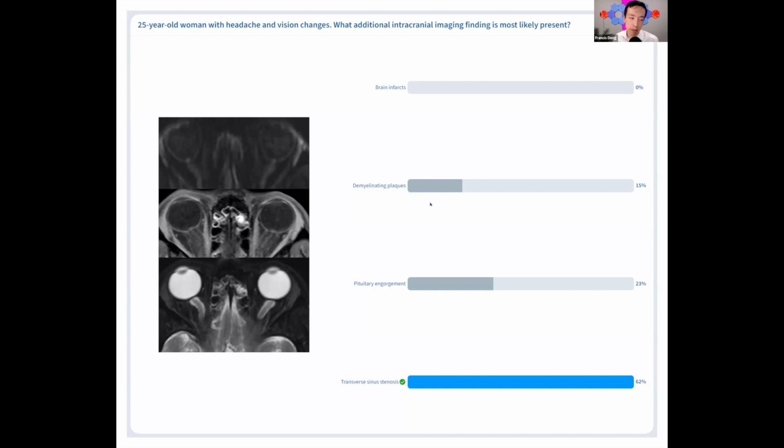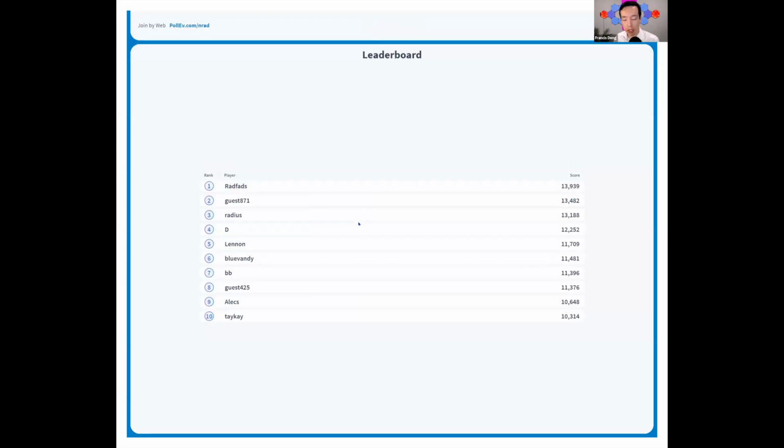And it is not demyelinating plaques, because this is not the appearance of multiple sclerosis related optic neuritis. That would be evident as contrast enhancement of the intraorbital optic nerves, not necessarily the optic nerve head. And it would more often be unilateral and not bilateral. And it wouldn't cause the optic nerve sheath distension.